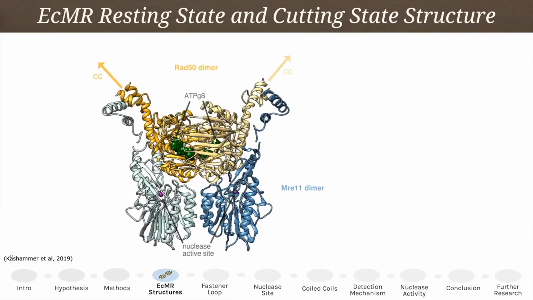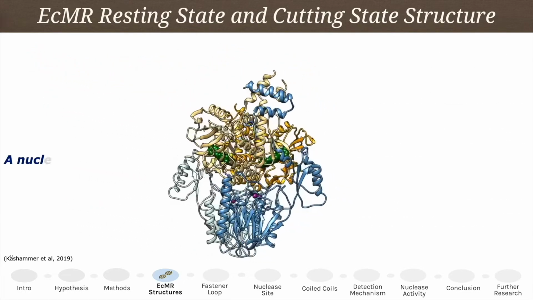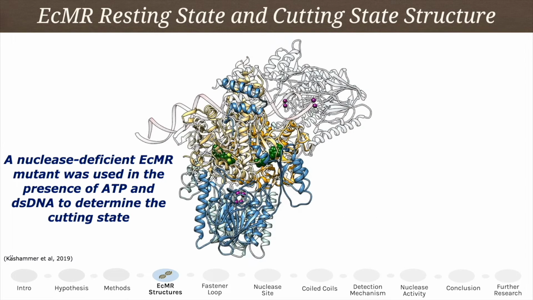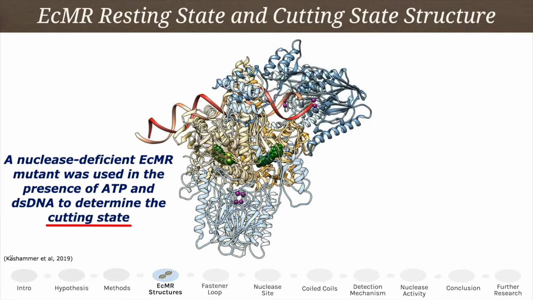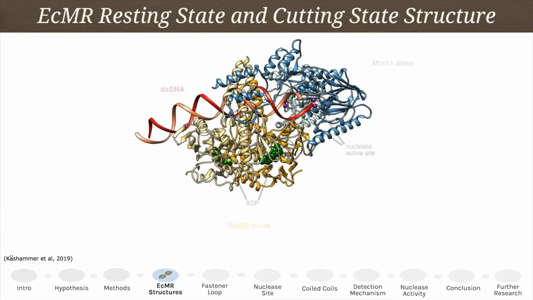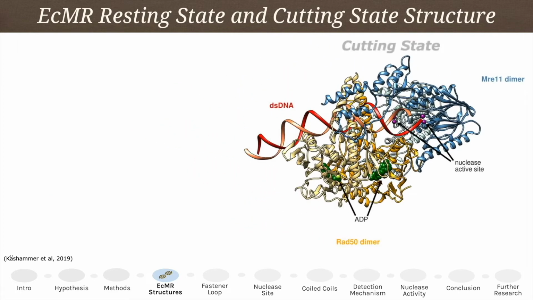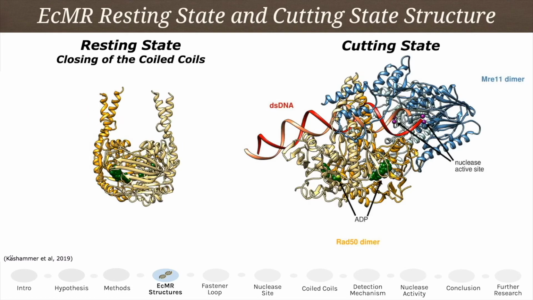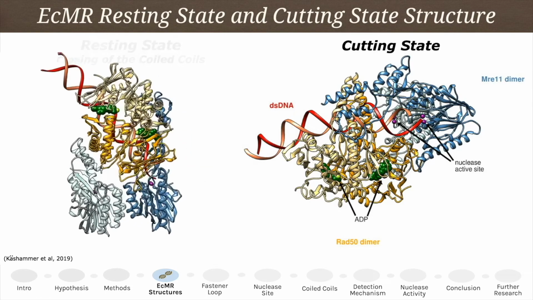To determine how ECMR detects DNA ends, a nuclease-deficient ECMR mutant was used in the presence of both double-stranded DNA and ATP. The structure obtained from these conditions was deemed the cutting state, and the transition from the resting to the cutting state is currently being visualized on this slide. As can be seen, DNA end sensing induces two large conformational changes in the cutting state compared with the resting state. The first change is that the coiled coils move inward and zip up into a rod-like geometry and tightly clamp around a single double-stranded DNA duplex.